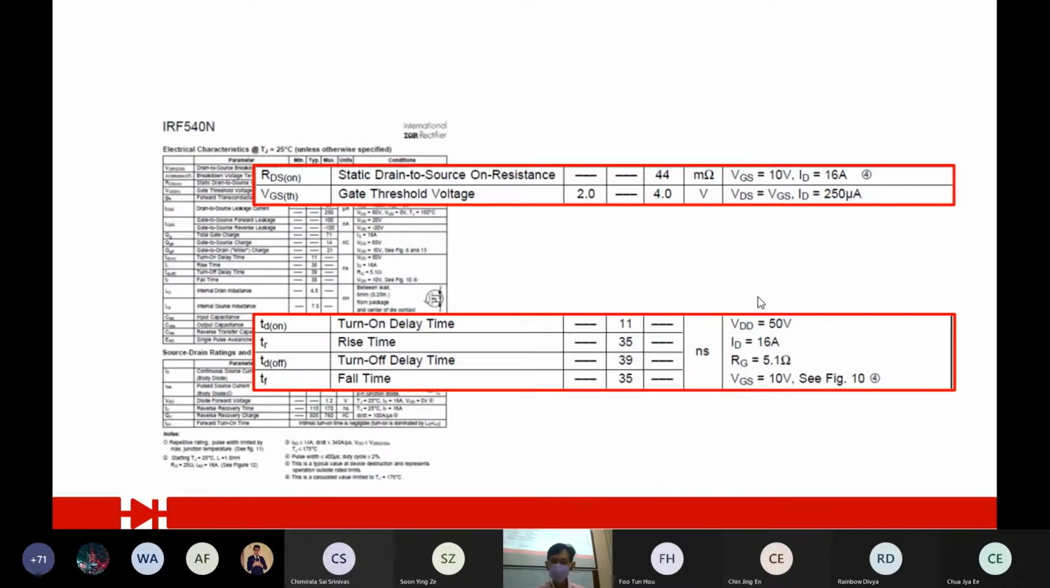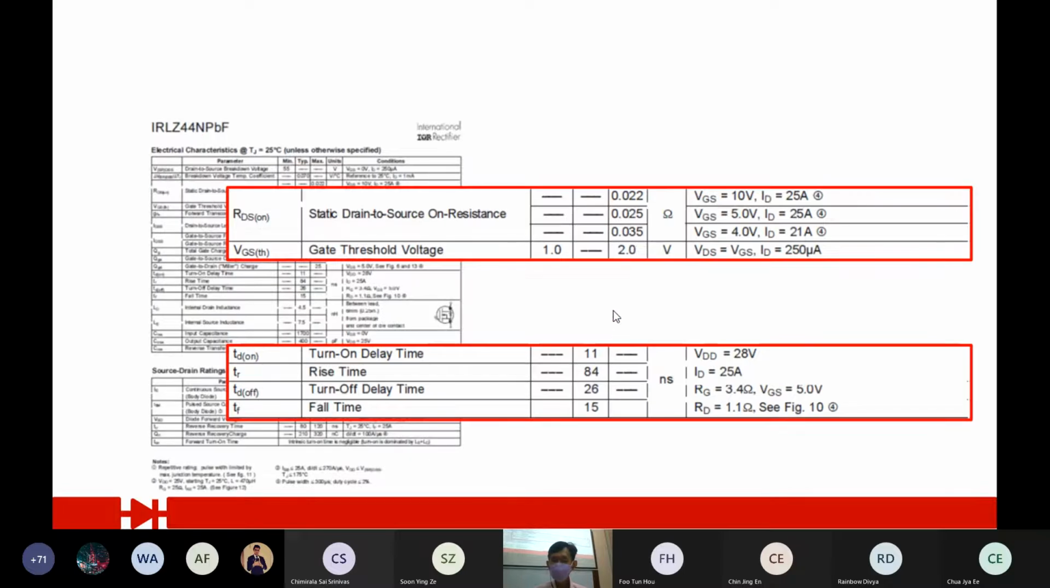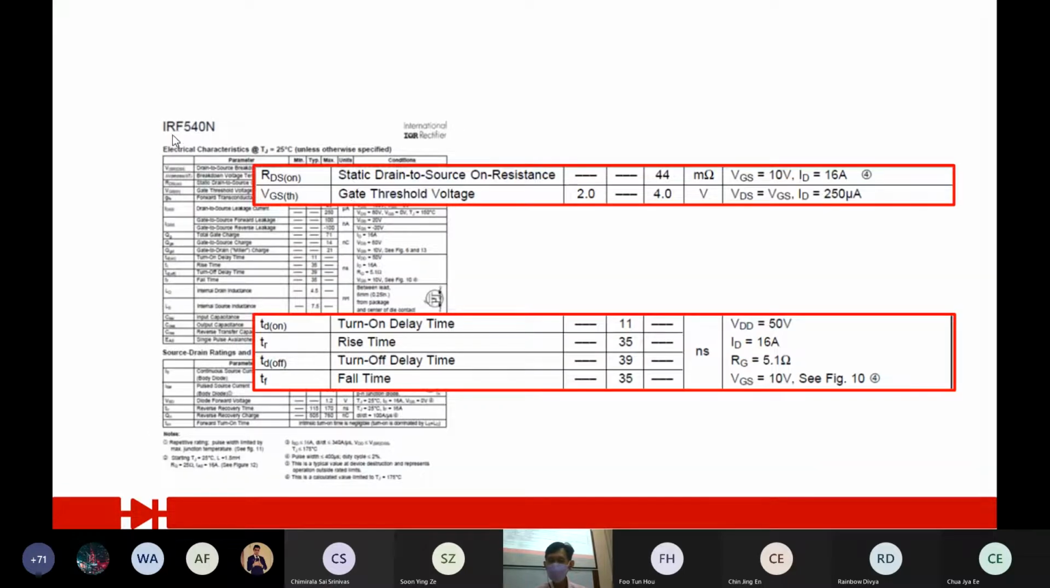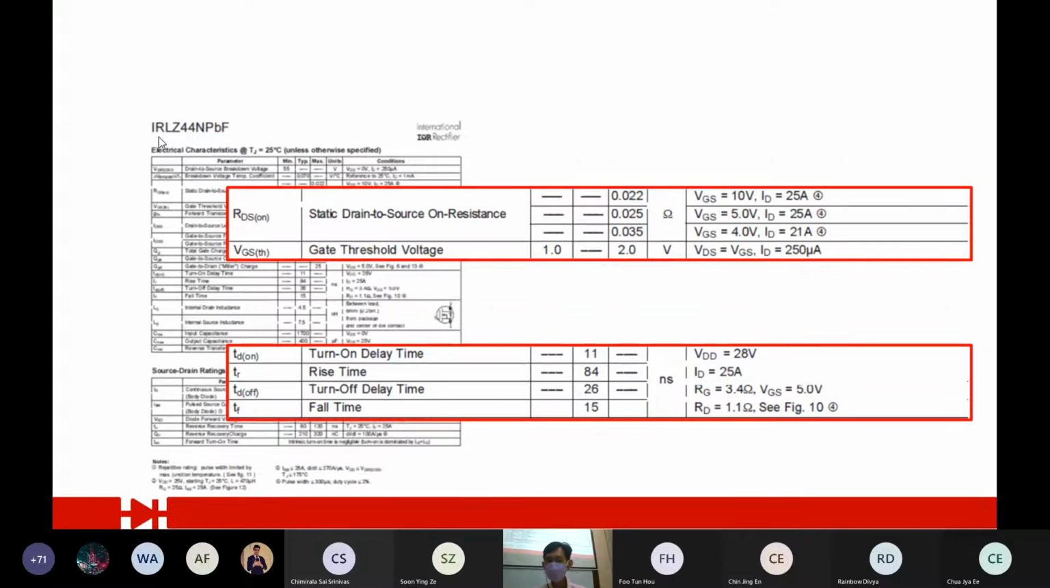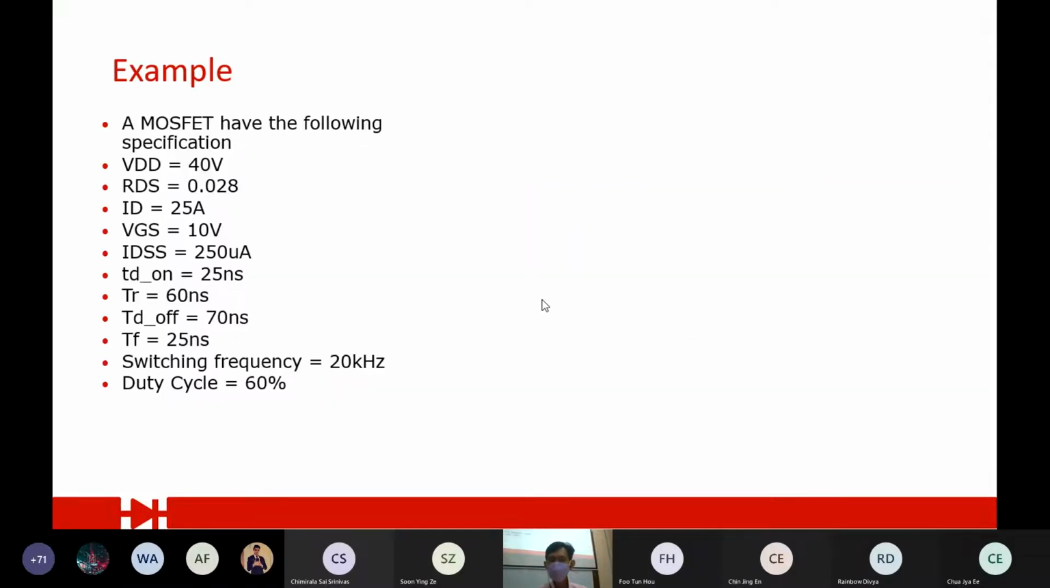So these are some examples where you can find this information in the data sheet. It's all stated. These are 2 different transistors. One is IRF 540, one is IRLZ 44. Now let's take an example.